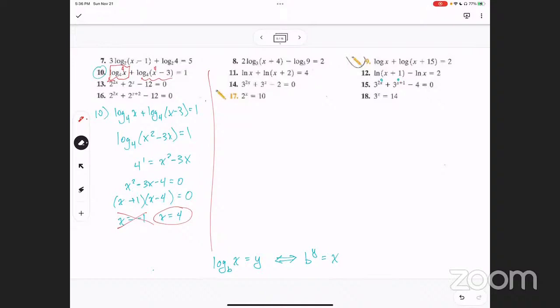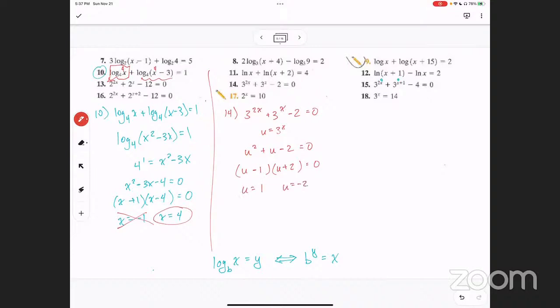Let's try 14. All right, you tell me what to do. 3 to the power of 2x plus 3 to the power of x minus 2 equals 0. And so now we can set 3 to the power of x to be u. And so the first one is u squared. Good. u squared plus u minus 2 equals 0. Perfect. And then you just factor it out. So it becomes u minus 1, u plus 2. Good. So the answers are u equals 1 and u equals negative 2.